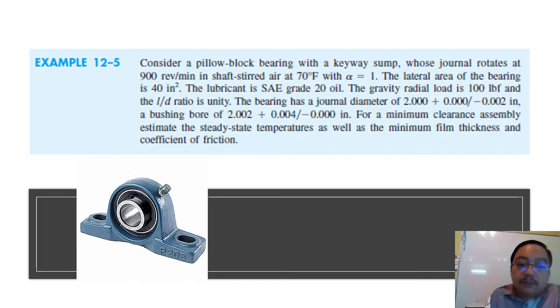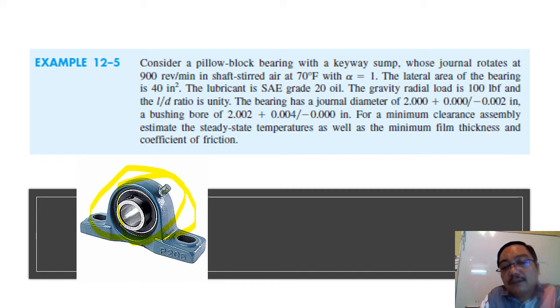Okay, so example 12.5. This is the picture of the pillow box bearing. For those who are not familiar, this is a pillow box bearing with a keyway sump. I'm sure you're familiar with the diagram for a general bearing. Most of our equations concerning the general bearing, and the earlier illustration for the general bearing, come from this kind of bearing. If you remember some of the equations and the hydrodynamic theory, it resembles this pillow box bearing. You can see in the earlier videos.